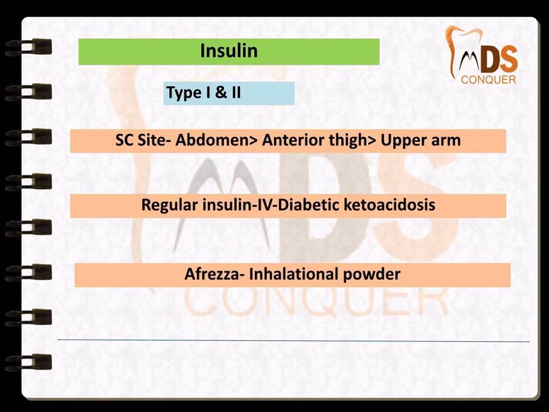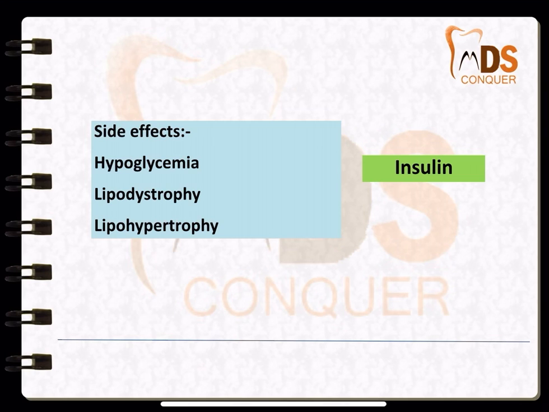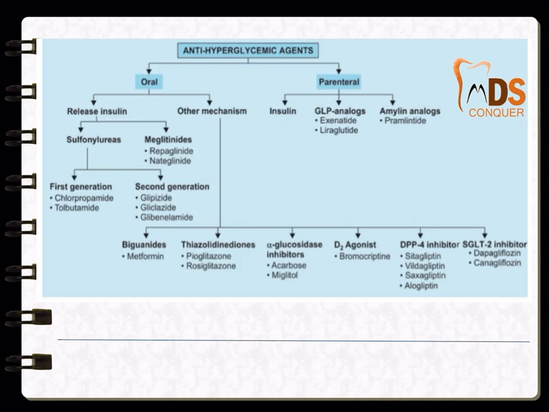Insulin is most commonly given subcutaneously, the sites being the abdomen, followed by anterior thigh and upper arm, and regular insulin can be given IV in diabetic ketoacidosis. If there is a complication of diabetes that has to be treated immediately, you can give regular insulin IV. The inhalational powder is Afrezza, a very important point. Side effects of insulin are hypoglycemia, lipodystrophy and lipohypertrophy.